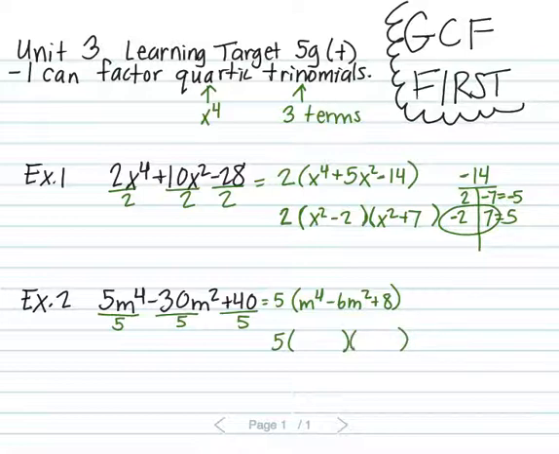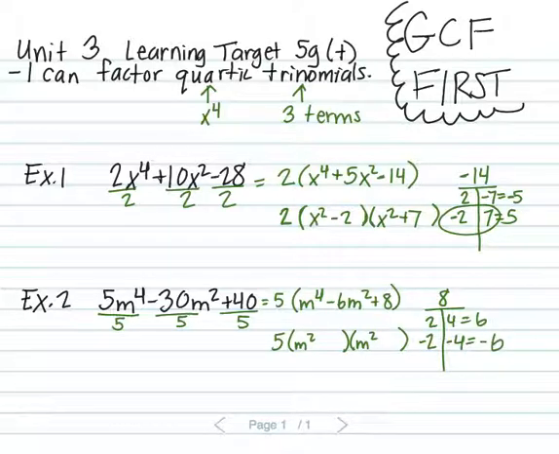Okay, so to get m to the fourth, that would be m squared and m squared. We need to know what multiplies to get us 8 and adds to get us negative 6. So 2 and 4 get us 6, but since we needed to get negative 6, we're going to do negative 2, negative 4. Add those together, we get negative 6. So minus 2, minus 4.